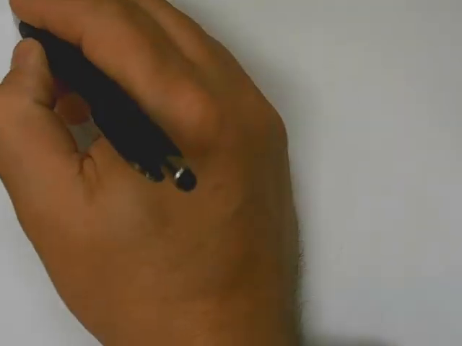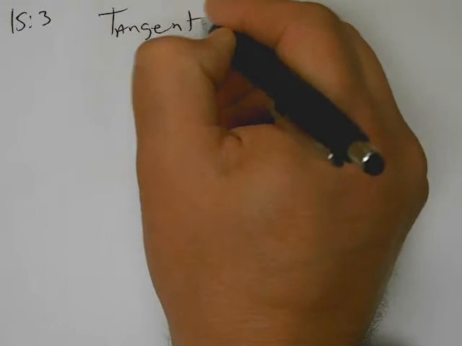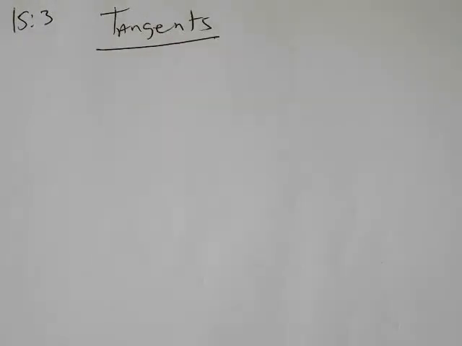Turn to page 805. We're talking section 15.3, tangents, new concepts. At the top of the page, there's a definition of tangent and point of tangency. Write those in your notes.